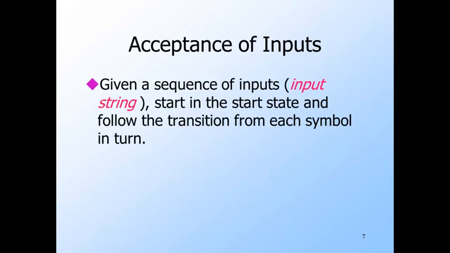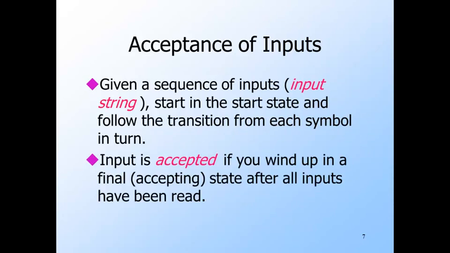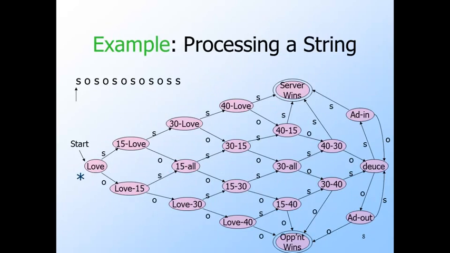The job of an automaton is to process strings of input symbols, or input strings. We always begin at the start state and we read each input symbol in order. For each input symbol, we follow the transition from the state we are in to discover what the new state is. We accept the string if we wind up in a final state after processing the entire input. Here is an example. Here is our input string. It represents a game in which the server and opponent alternate winning points until the very end, when the server wins 2 in a row.